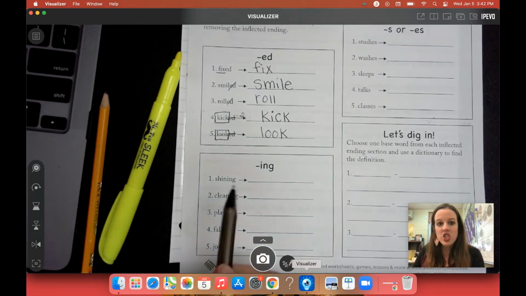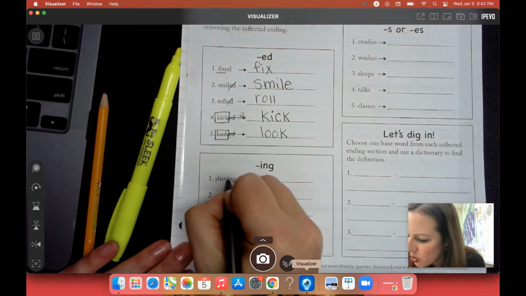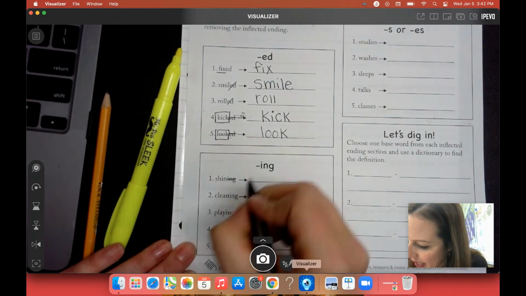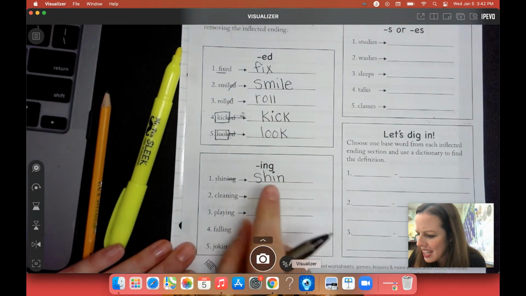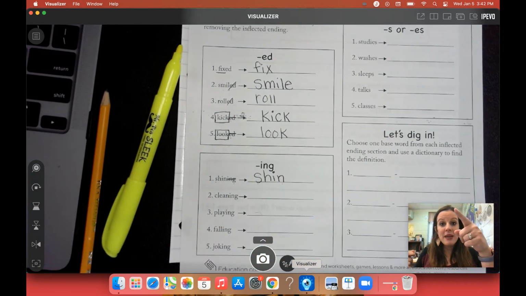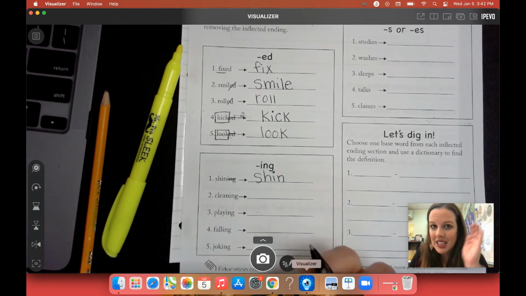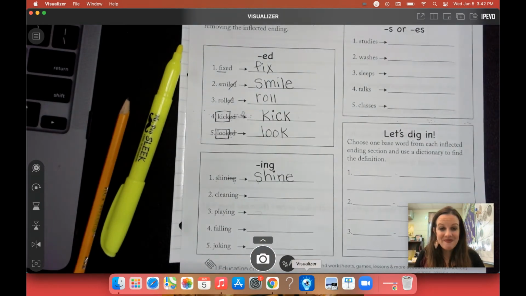Let's say this word, shining. If I take ing away, I'm left with shine. But how do we spell that? If I remove ing and I write this, what did I spell? Shin. Oh no, shining. I said the base word is shine. What do I need to add? Did you say magic E? Shine. In shining, the base word is shine.